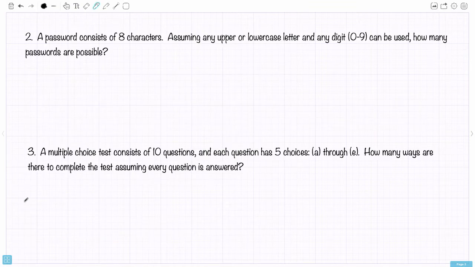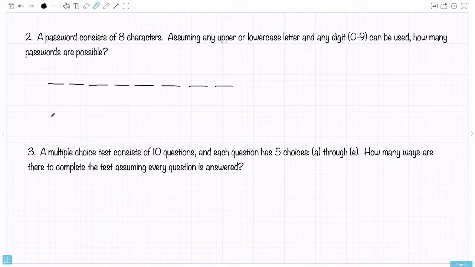Number 2, a password consists of 8 characters. Assuming any upper or lowercase letter and any digit 0 through 9 can be used, how many passwords are possible? So again, it's my multiplication principle. And here I've got 8 characters, and so I'm going to start off with the same idea of these little dashes. These dashes are the decisions. 1, 2, 3, 4, 5, 6, 7, 8 decisions, because each decision is which character or which digit to use in each of the positions of the password.